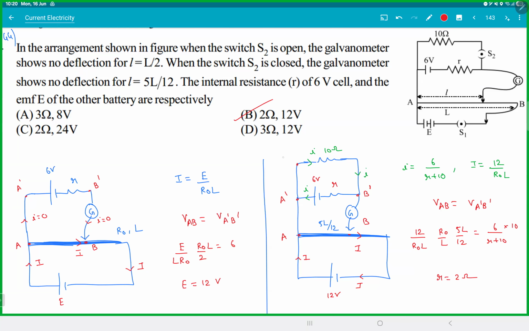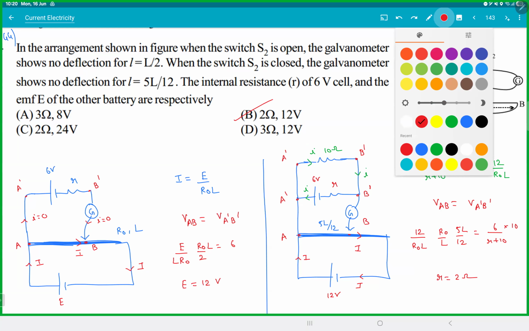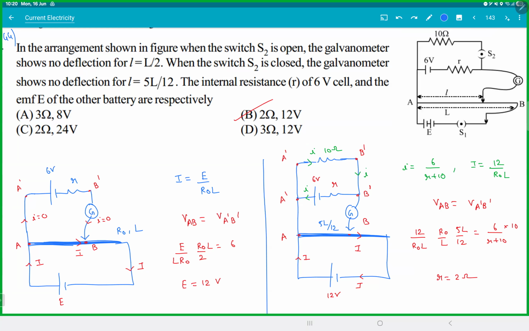Clear with this? This is also A dash, this is also B dash. So find the voltage across this thing. That should be the voltage across this thing. Clear with this? There's nothing new I'm doing. I'm just repeating the same thing if you see. Any doubts on this? All clear with the potentiometer thing?